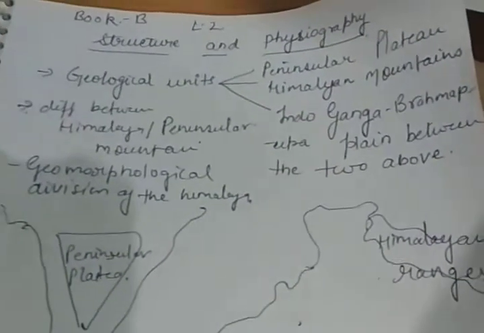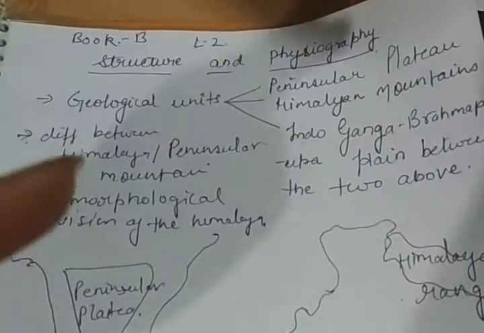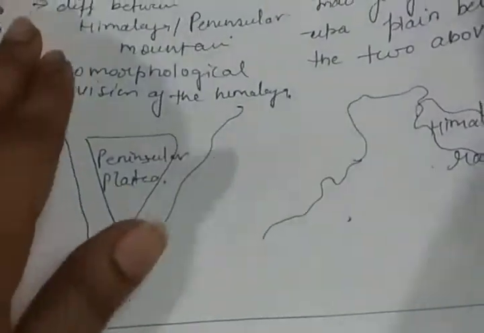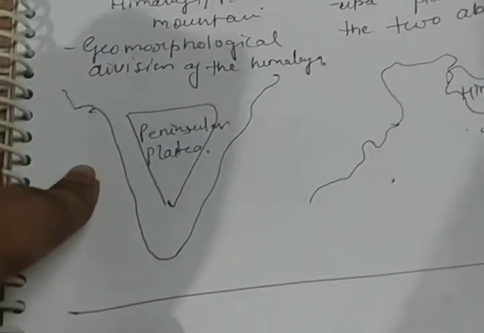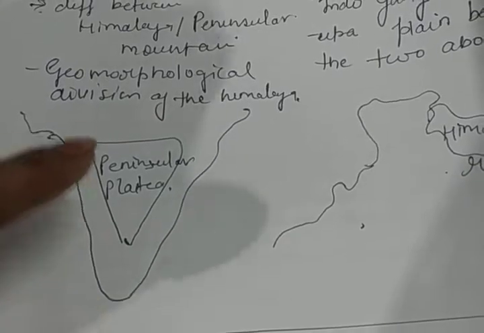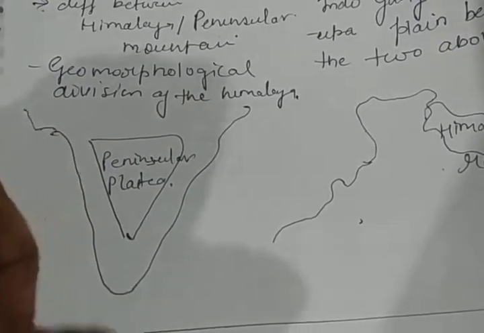Then we will continue with the chapter topic by topic. First we can take the peninsular plateau. What is the peninsular plateau? You studied in your 10th class also what the peninsular plateau is. What is the meaning of peninsular? That means the area which is covered by water from 3 sides.